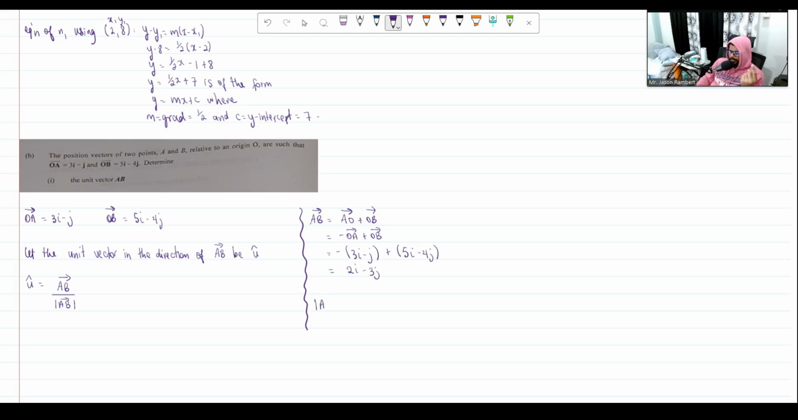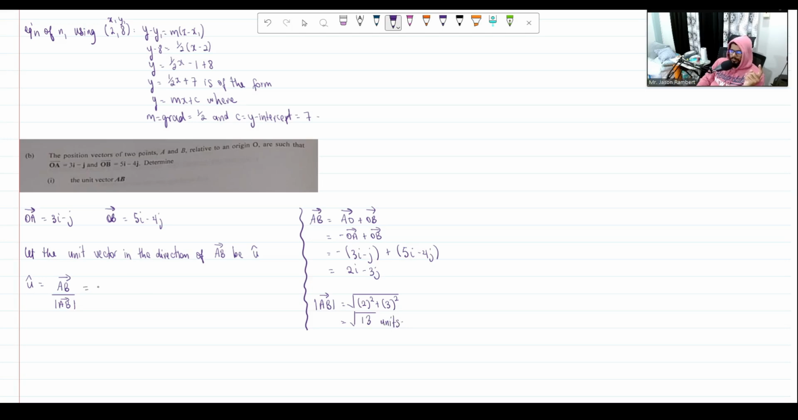Next, I can calculate the size of the vector AB, which is the square root of the i component squared plus the j component squared, which is 2 squared plus 3 squared. This is equal to 2 squared is 4, 3 squared is 9, 9 and 4 is 13. So I get the square root of 13 units.